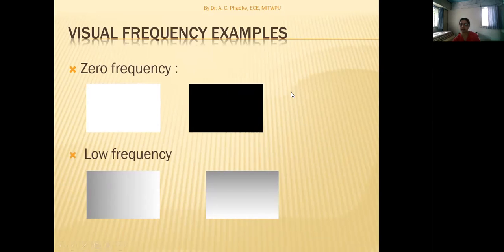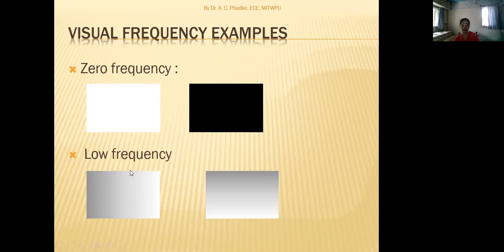Similarly, if you have one more image where all pixels have some intermediate gray value, say 200, even that image has 0 frequency contents. It has only 0 frequency. So these are images with 0 frequency.